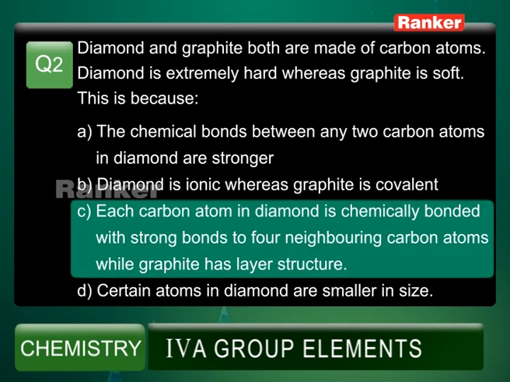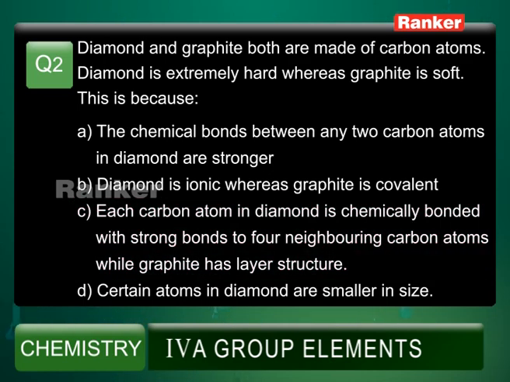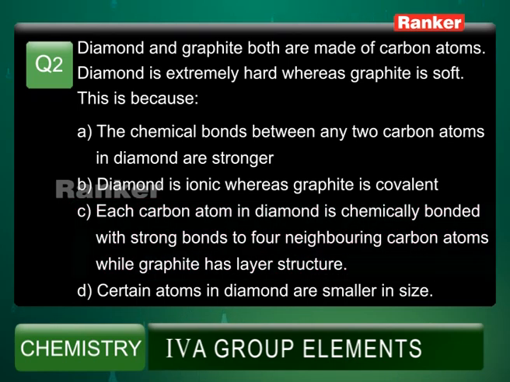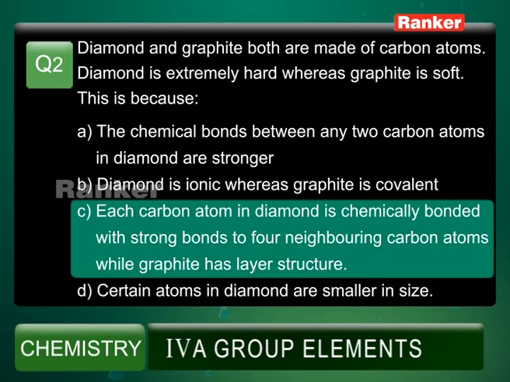Each carbon atom in diamond is chemically bonded with strong bonds to 4 neighboring carbon atoms. But graphite has a layered structure, therefore it is soft. So, question number 2, the answer is C.